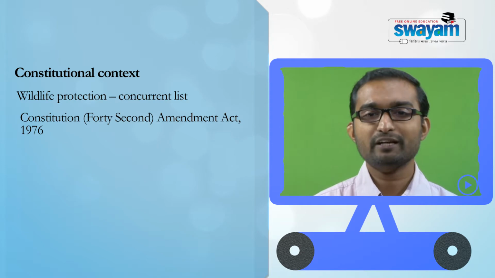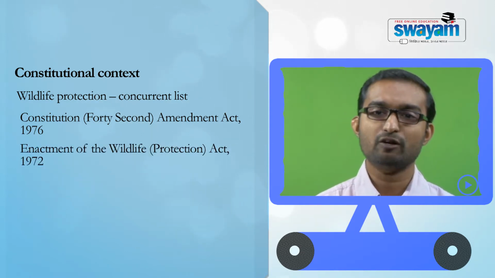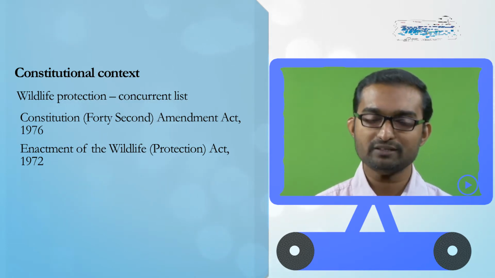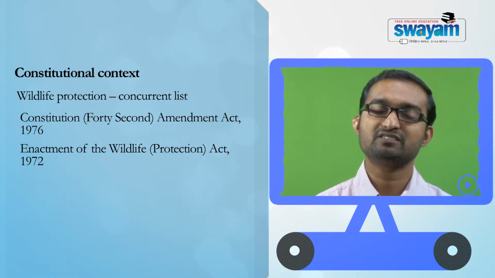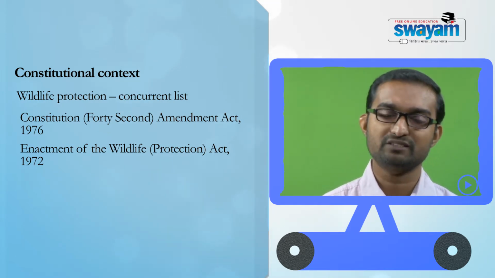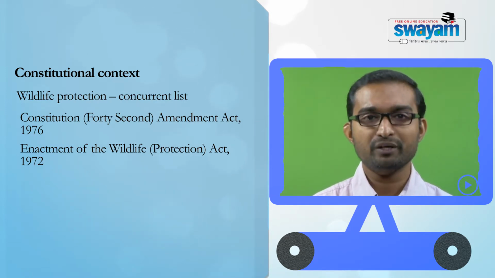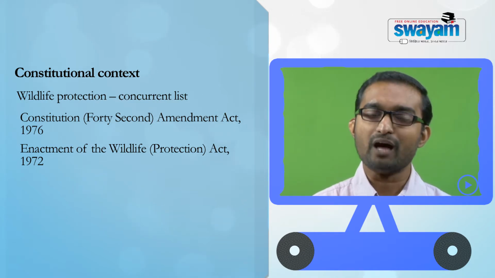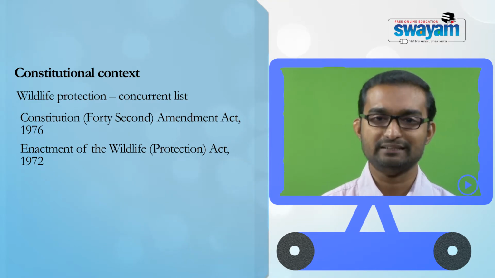However, as we look at the Wildlife Protection Act, this was enacted in 1972, and the amendment was adopted in 1976. So when the Wildlife Protection Act 1972 was adopted, the subject matter wildlife was part of the state list. That means in 1972 it was in the exclusive domain of the state legislatures to enact any law on wildlife protection. However, this 1972 Act is a central legislation. So we will look at how it was possible for the Parliament to enact the Wildlife Protection Act 1972.